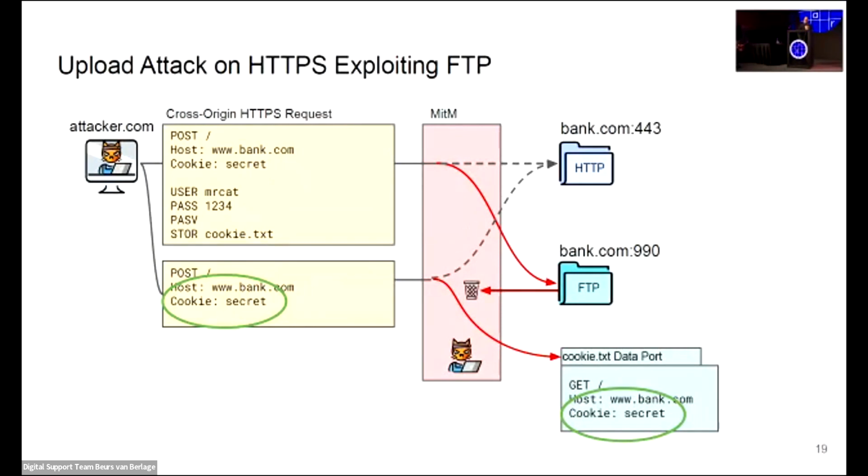We contributed a third attack method. In this case, we prepare the FTP server to accept an uploaded file, and this uploaded file then contains the HTTP header for any request going to bank.com, and this can contain sensitive data such as a session cookie if the user is logged in. And this also completely breaks the web security model, because then the attacker can extract the cookie and impersonate the user to the bank.